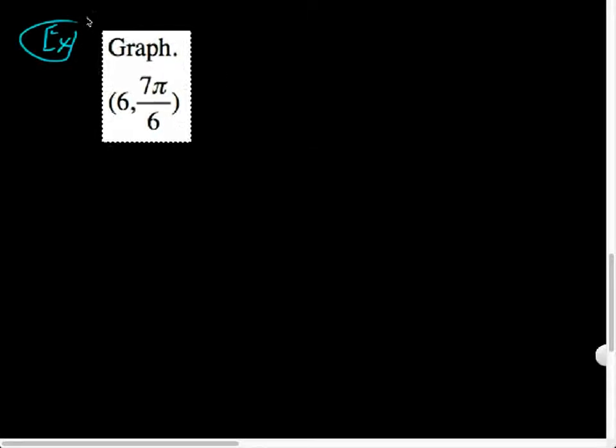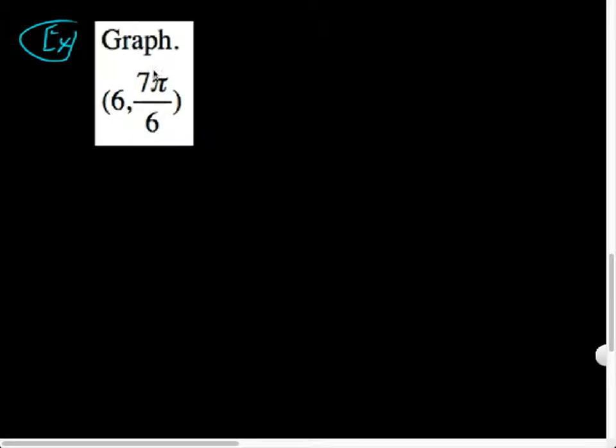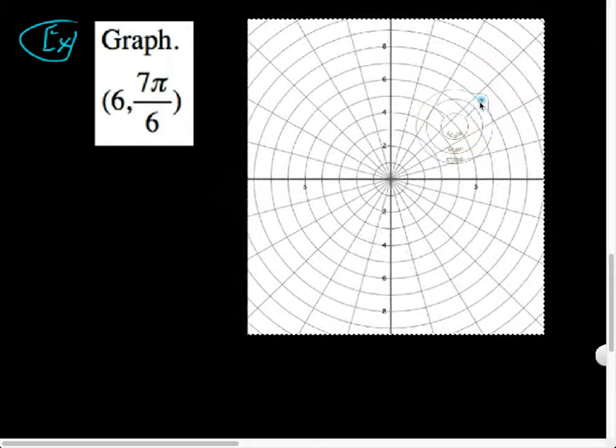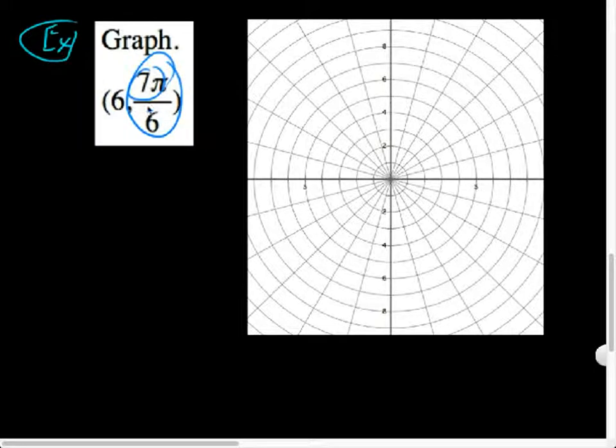So if I want to graph 6 comma 7 pi over 6, so we've got to try to sort out where this 7 pi over 6 guy is hiding on our grid. Well, I guess it's not a grid so much anymore, isn't it? The polar plane, as some might call it. So 7 pi over 6 is more than 1 pi, right? Because 7 is bigger than 6. So here's pi.